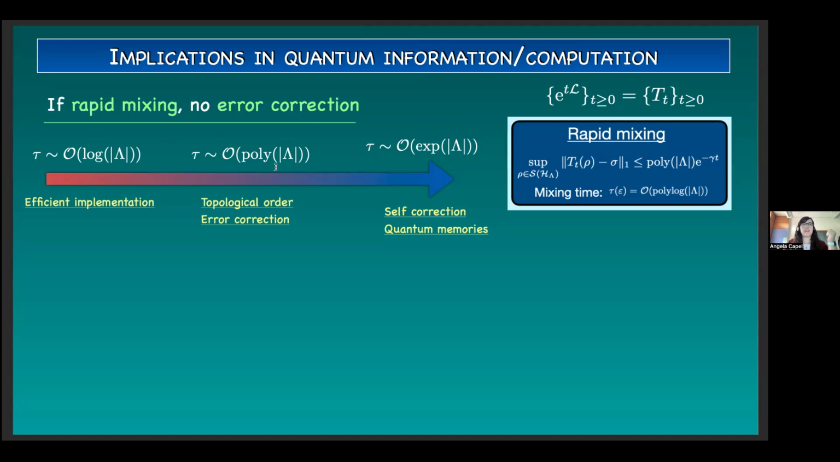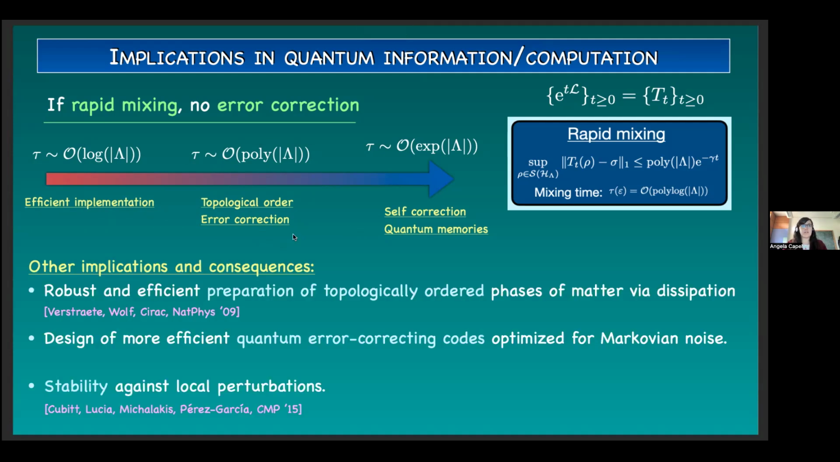However, even in the case in which your mixing time scales polynomially with the system size, you still have problems in other kinds of error correction. These are what you will need at least to have some other kinds of error correction, but this is not the regime in which we are when we have rapid mixing. And this is also the regime in which topological order happens, but this is also something that is far from the rapid mixing regime. So the rapid mixing regime is something that is associated with efficient implementation, and mostly that, but it's far from having any kind of error correction.